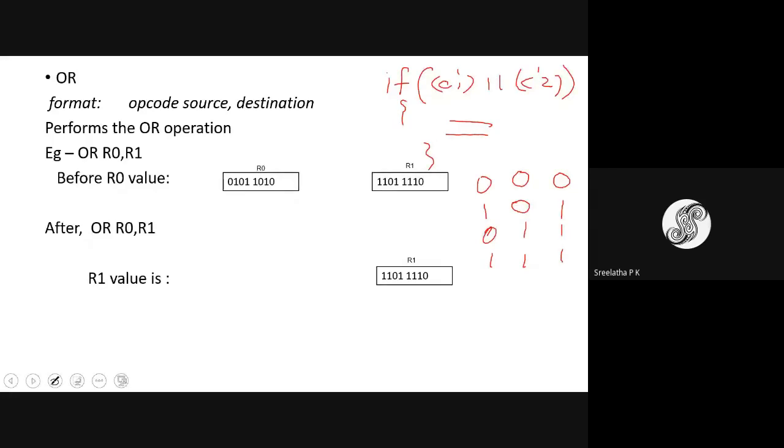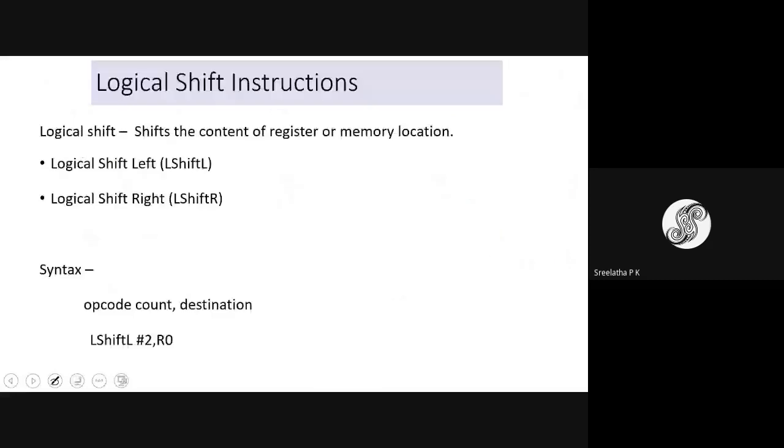So this is the OR operation, the OR instruction, or r0, r1. The result will be in the r1 register. So this is r0, this is r1, and wherever there is 1, the result is 1. 1 0 is 1. 1 1 is 1. When the combination is 0 0, it is 0. This is the OR operation. So these are the logical instructions. Next, we'll see the shift instructions.